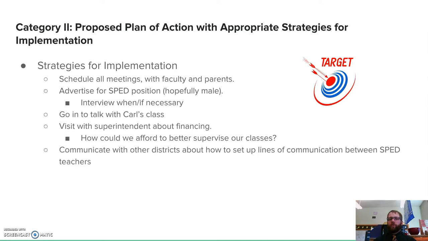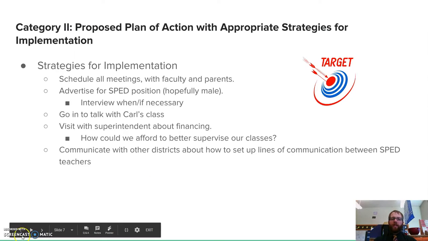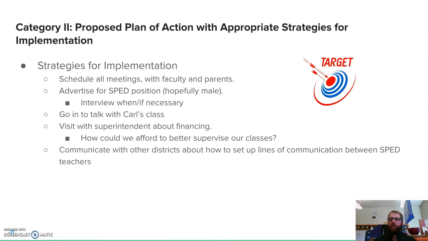Have to talk to the superintendent. Probably have to be some finance questions being asked if there was going to be a position. If there was any way to get supervision, added supervision in the room, and then lastly would be to set up lines of communication for our special ed department teachers to talk with each other in whatever way or format that they could.